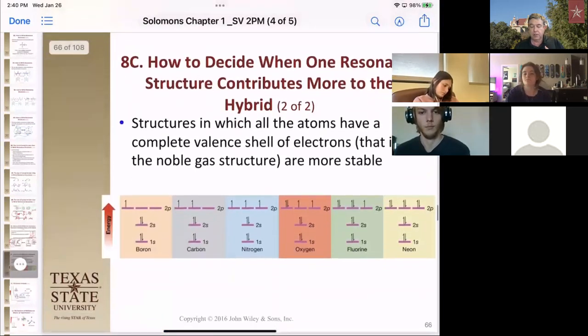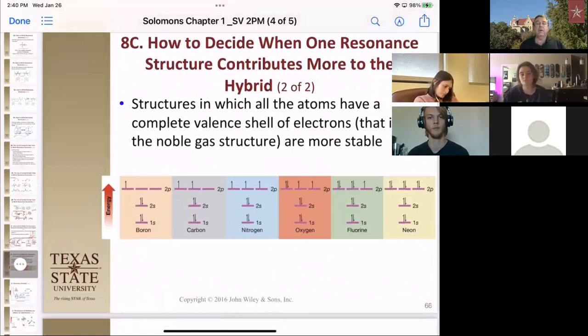Okay, so the other thing that can help us determine this, if we haven't seen that, is the structure where more of the atoms have a complete valence shell. Okay, so the structure where more of the atoms have their valence filled, like for oxygen, nitrogen, carbon, it'll be 8 electrons. For hydrogen, it'll be 2 electrons. Okay, and for boron, it'll be a total of 6 electrons. So the one that most closely represents the filled electron shell is the one that's going to be more stable.